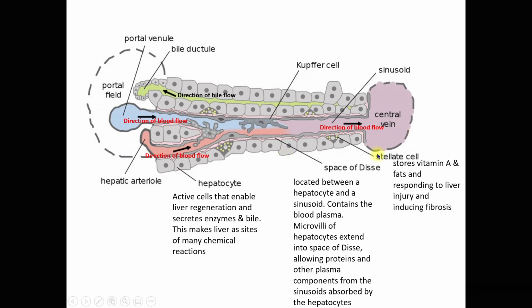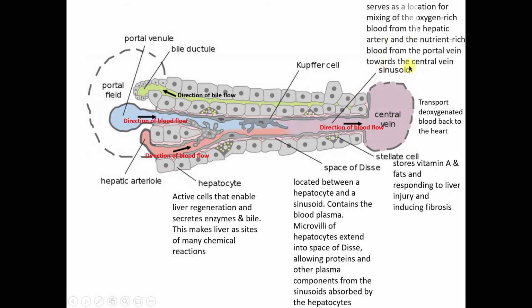Now, next is this stellate cell. You can see this stellate cell. They store vitamin A and fats, as well as responding to liver injury and inducing fibrosis. So if you consume alcohol, it can damage your liver and cause liver cirrhosis, which is the formation of scar in your liver. And the cells that are responsible for that formation of scar are these stellate cells. And then this is the central vein, which transports deoxygenated blood from the liver back to the heart.